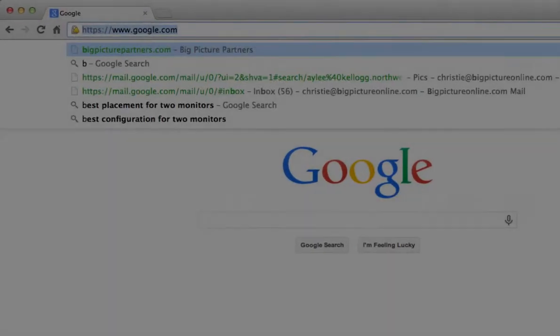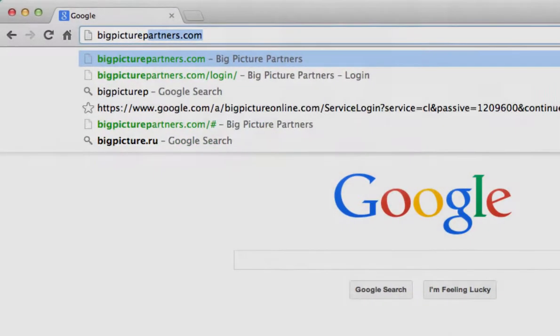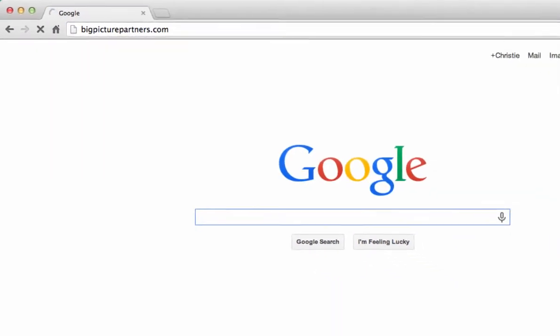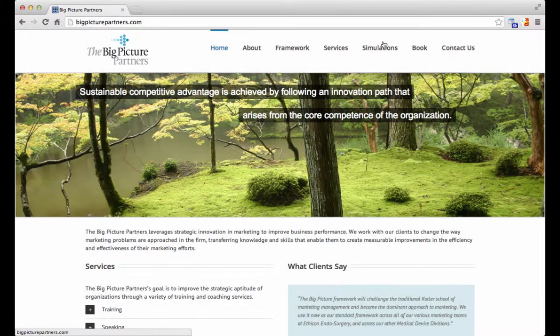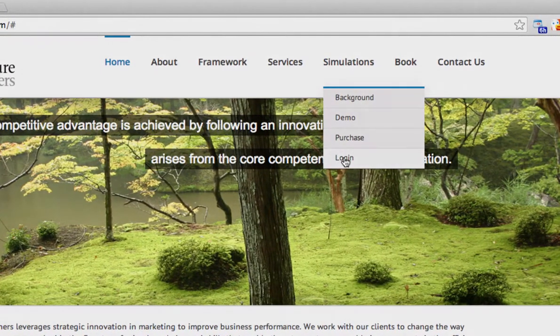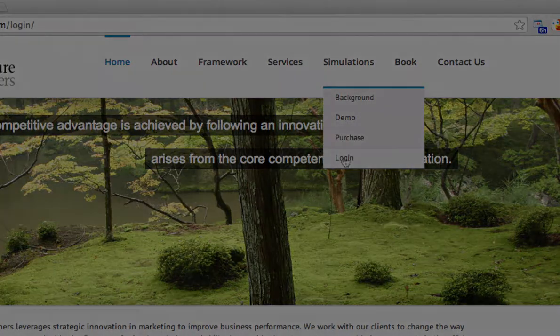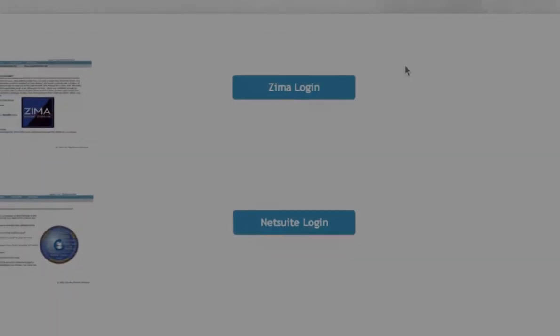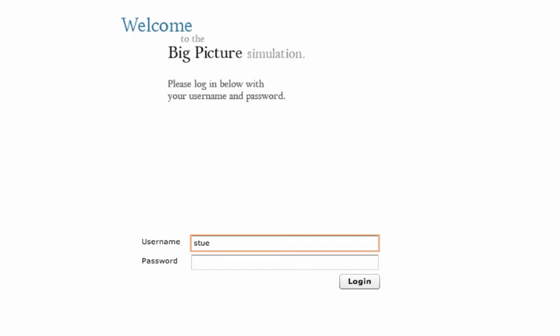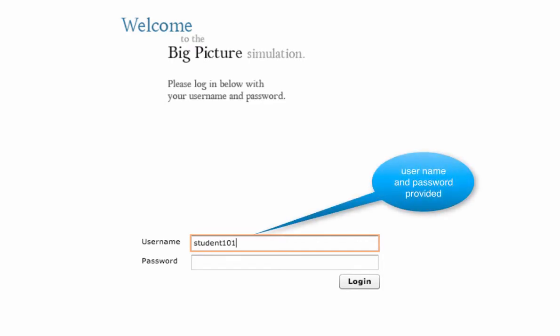To get to the Big Picture simulation, go to the website bigpicturepartners.com. When you get to that website, click on Simulations, and from there, select the option to log in to the simulation. Today we'll be looking at the Whole Foods simulation. So you click on that option, enter the username and password that have been provided to you, and simply click Login.